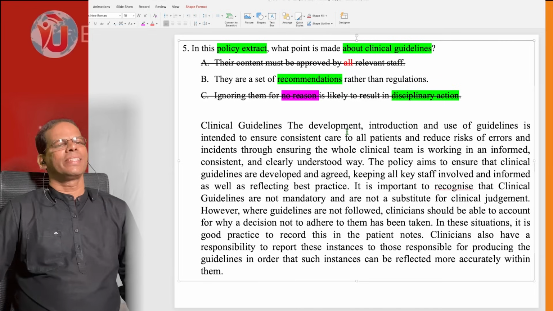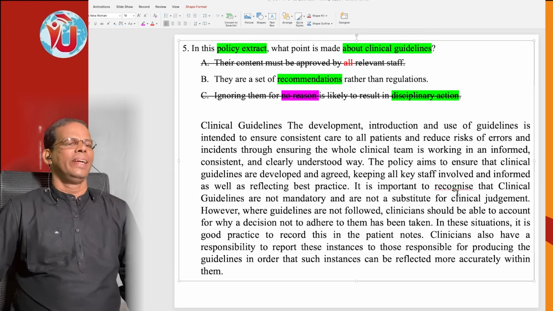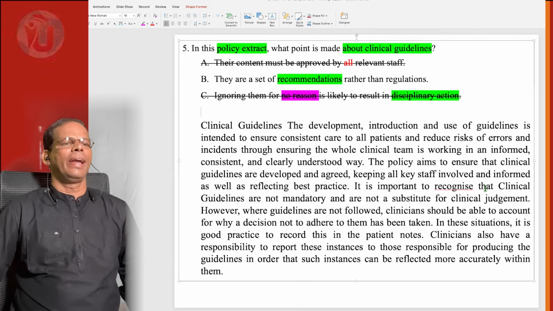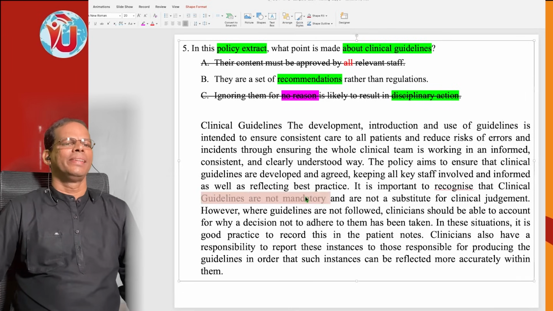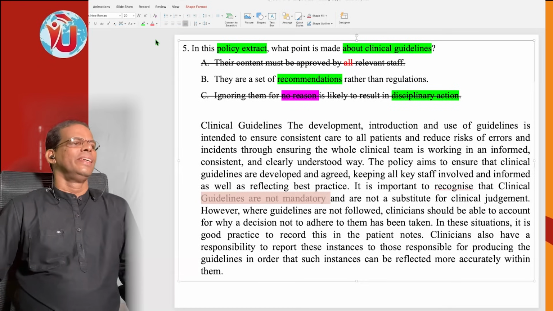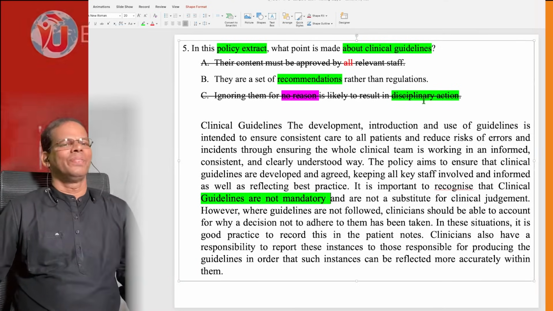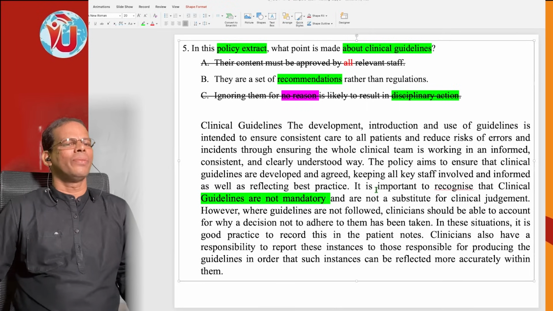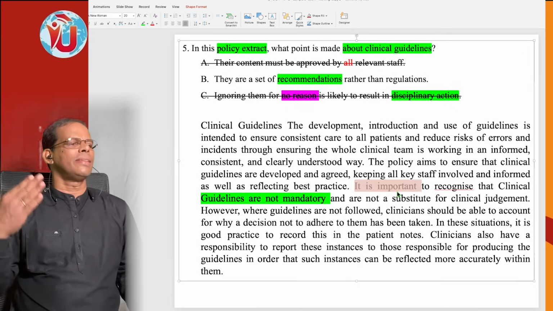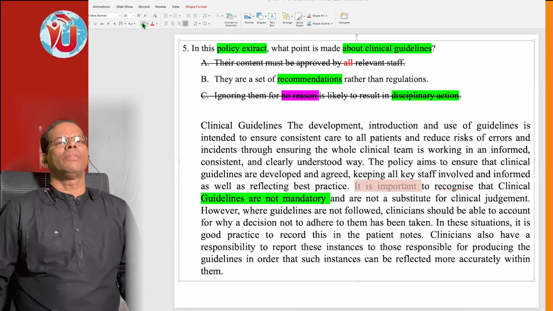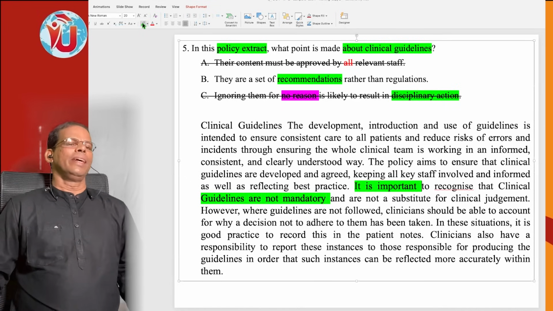If you don't understand that no reason is absolute, let's see here. It's important to recognize that clinical guidelines are not mandatory. Not mandatory means will there be punishment? No. If it is not mandatory, it is only recommendations. No punishments, no disciplinary action. Whenever expressions like it is important or it is significant appear, definitely beware of that. The answer will be somewhere around.